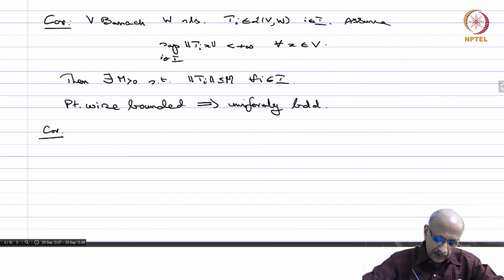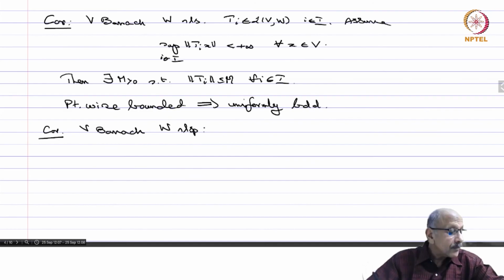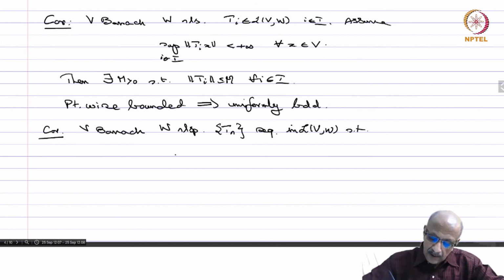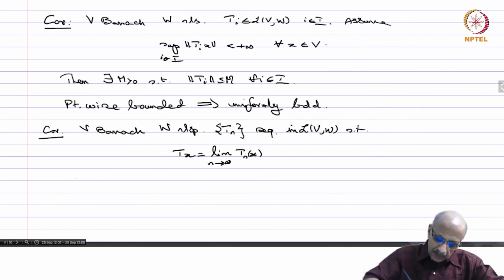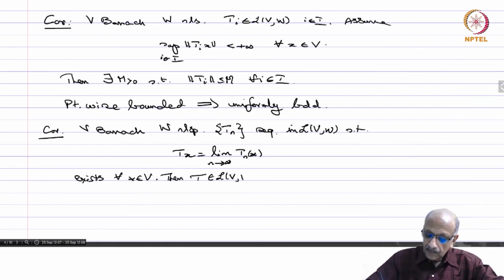Okay, another simple corollary. So V Banach and W a normed linear space, and T_n a sequence in L(V,W) such that Tx equals the limit as n tends to infinity of T_n x exists for all x in V. Then T belongs to L(V,W) and norm T is less than or equal to lim inf of norm T_n.